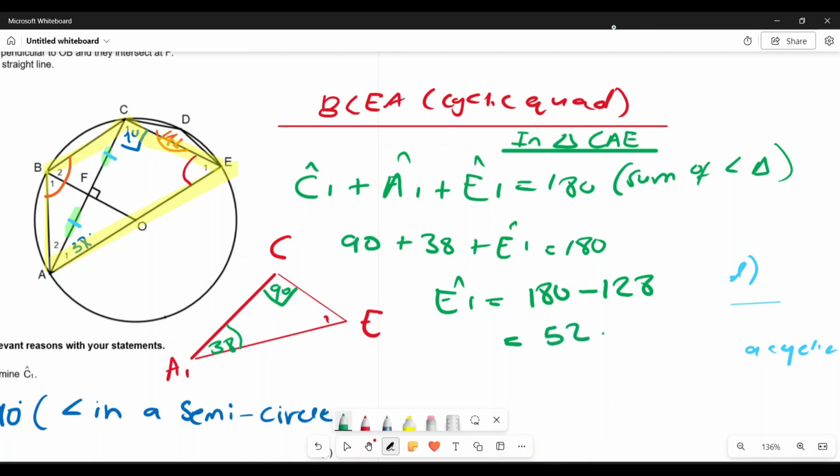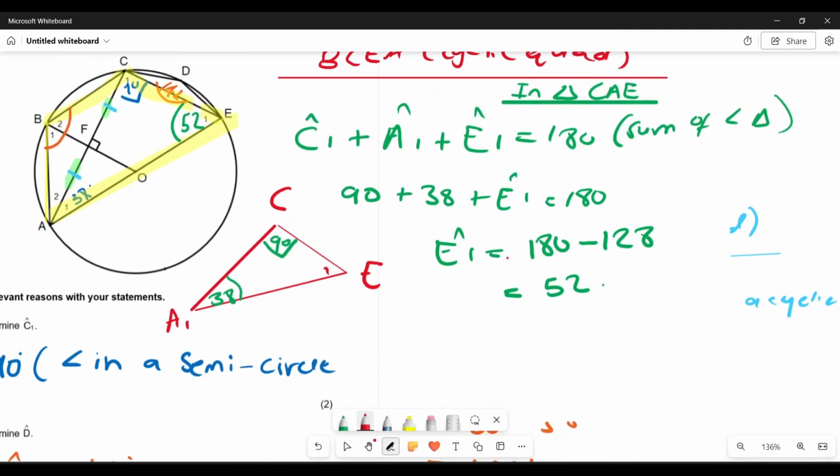So I know that this angle right over here, E1, is 52 degrees. And remember, I said if I could take my E1 and add it to my angle B as a whole, which is that, this should be 180. Why is this? These are opposite angles of a cyclic quad.